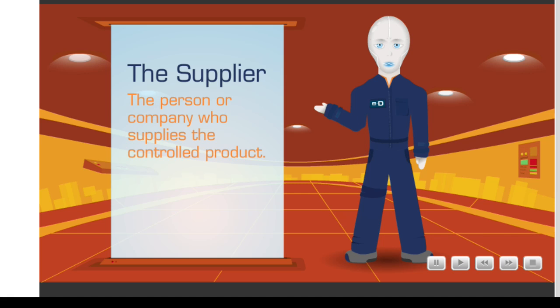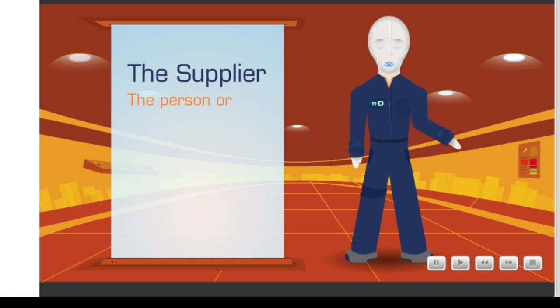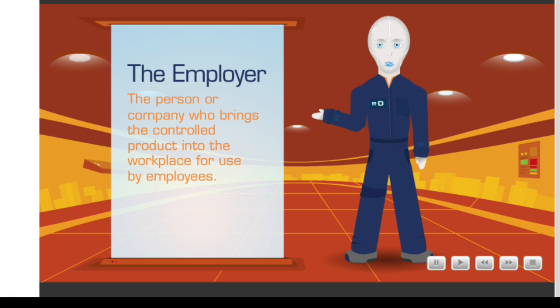Under WHMIS legislation, there is a shared responsibility between the supplier, the employer, and the worker. The supplier is defined as the person or company who supplies the controlled product. It doesn't necessarily have to be the manufacturer. The product can be supplied by a third party. The employer is defined as the person or company who brings the controlled product into the workplace for use. In other words, the materials that employees work with. Things like glue, cleaning fluid, gas, you name it.